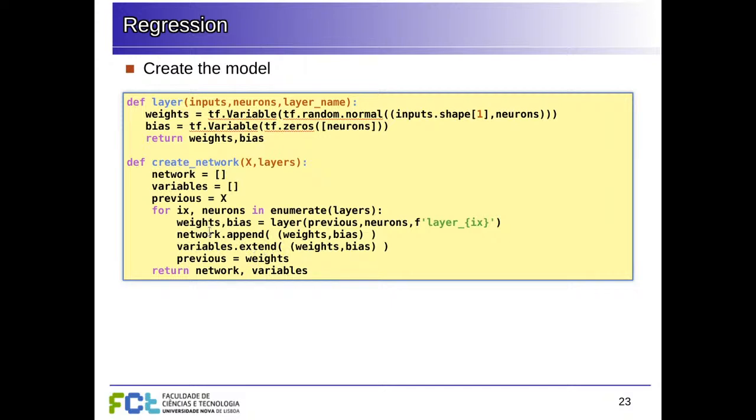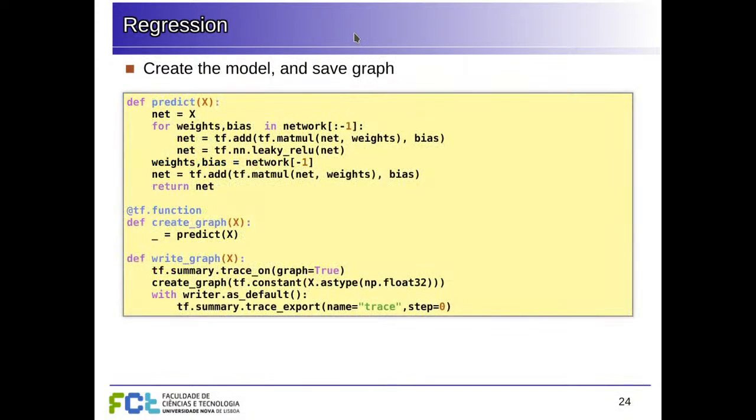So I'm going to create a list of all the variables by extending this tuple. So this means that when you use extend instead of append, it's going to append each of the elements. So in the end, I'm going to have a list of all the variables in my model, and the network will be a list of tuples with the weights and the bias together, which is more practical to do the computations.